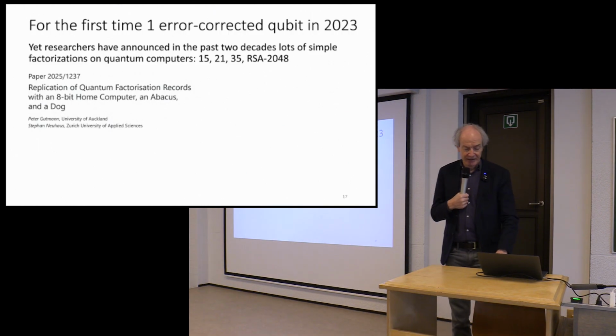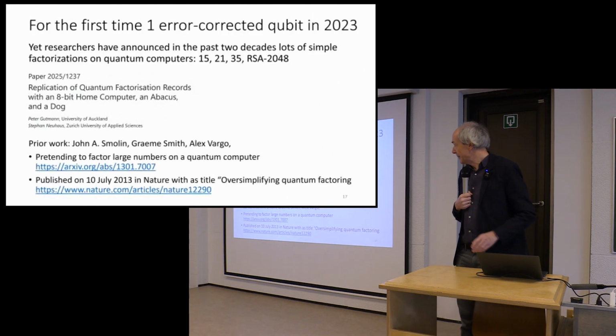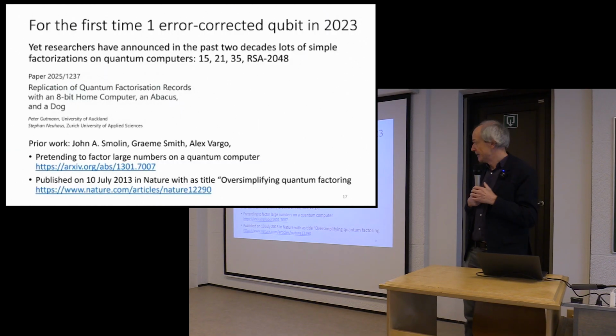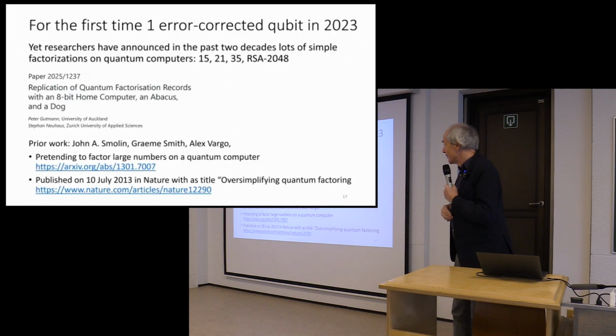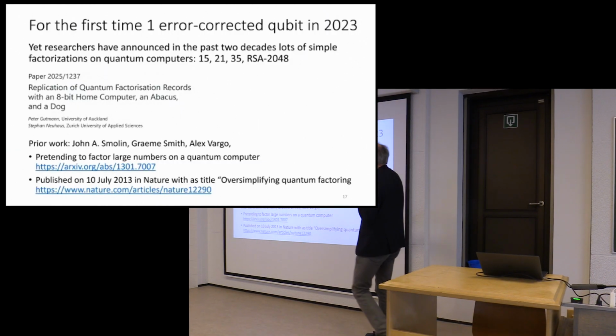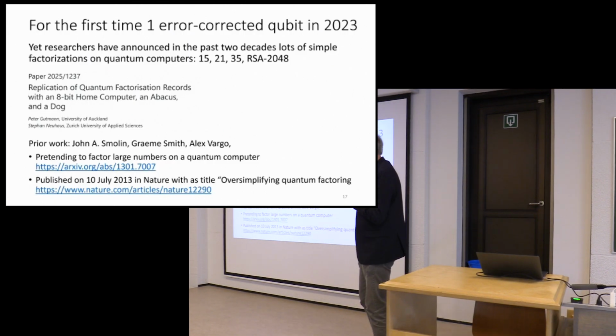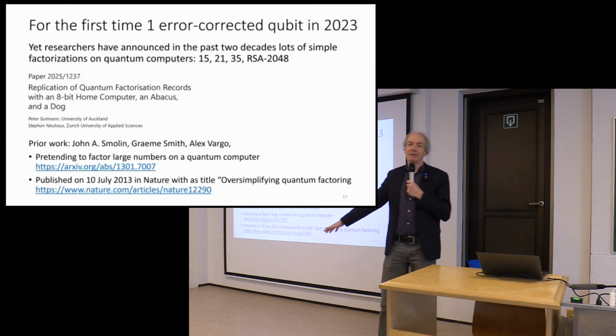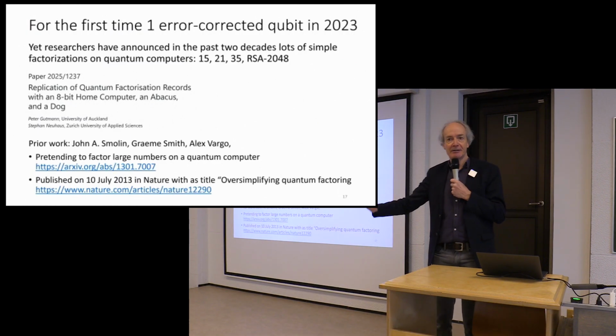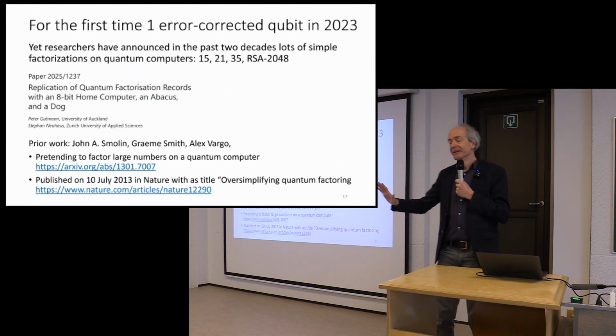It turns out that one of my friends told me that, in fact, even the physicists wrote these papers already. On arXiv, you find a paper pretending to factor a large number on a quantum computer. Then they published it in Nature, but Nature made them tone down the title because they found it too insulting, so they called it oversimplifying quantum factoring. So you can't, as a physicist, insult other physicists. This is not done, okay?